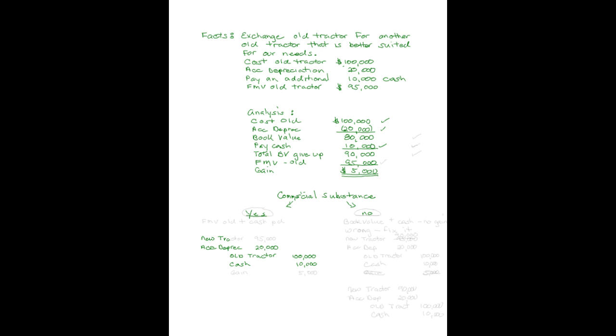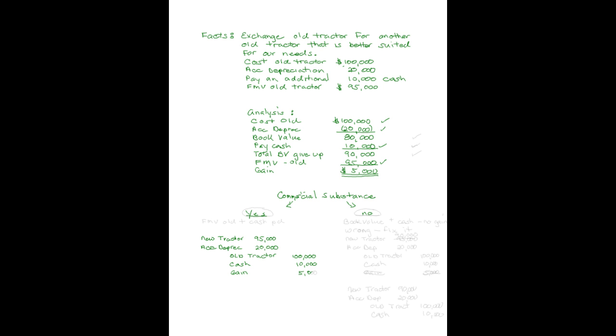I really wouldn't say new, but I'm going to record it in the amount of $95,000. Notice I'm recording the fair market value of what I gave up plus some cash I paid in this entry, and I would recognize a gain on it. So I've got my new tractor recorded, and I'm going to recognize a gain in the amount of $5,000.